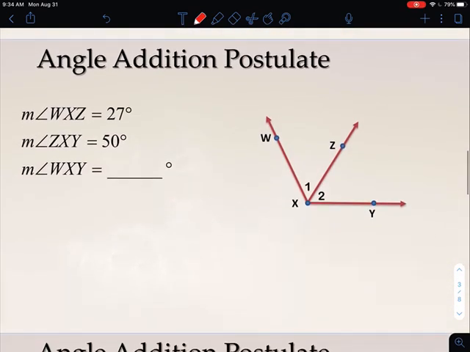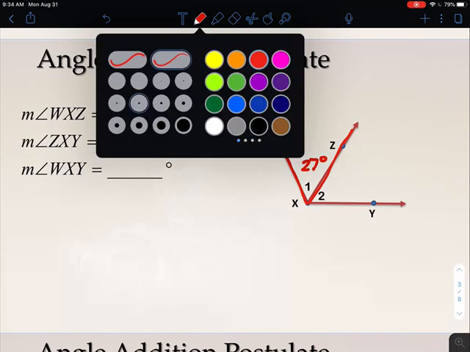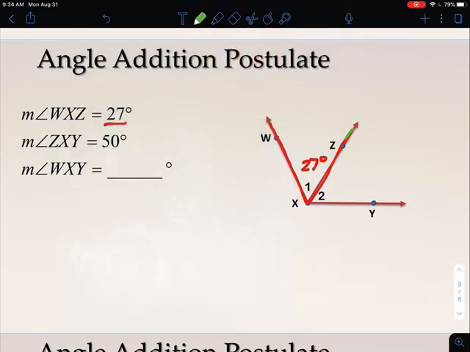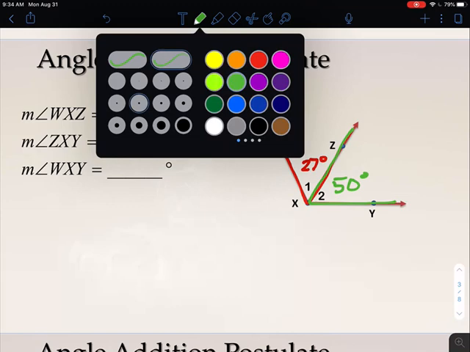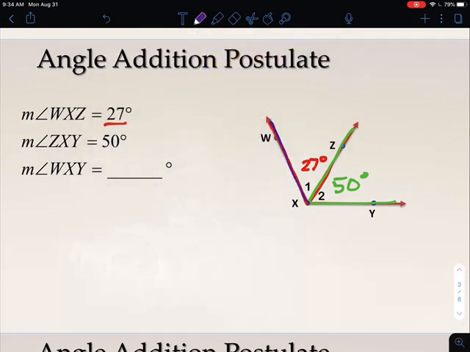If we throw some measures in here, it's the same exact main idea, just with finding missing angle measures. So angle WXZ has a measure of 27, and labeling your picture can help in a lot of these situations. Angle ZXY, so if we highlight angle ZXY here, is 50 degrees. They want us to find the measure of angle WXY, so WXY would be the big overall angle here.